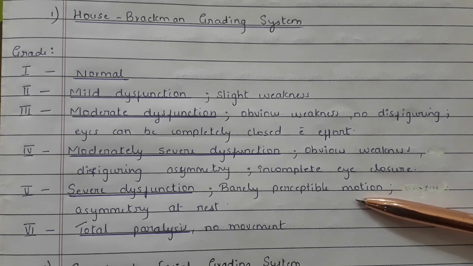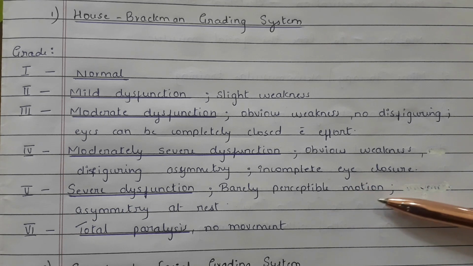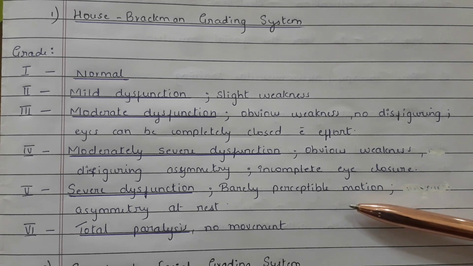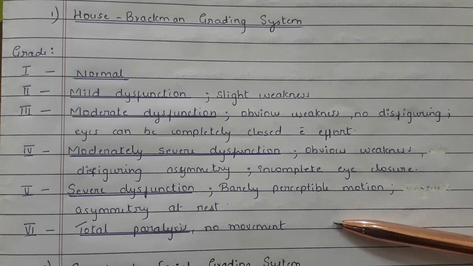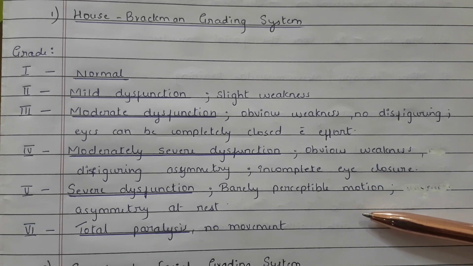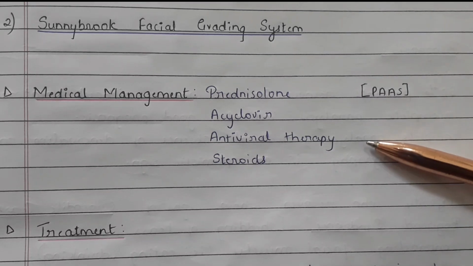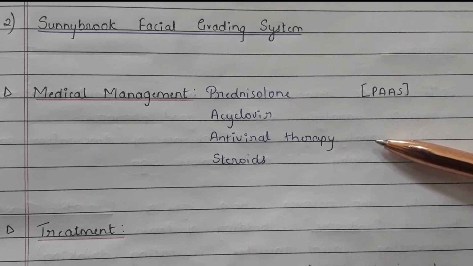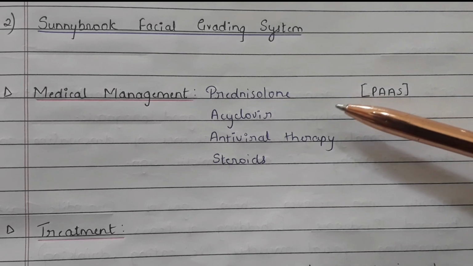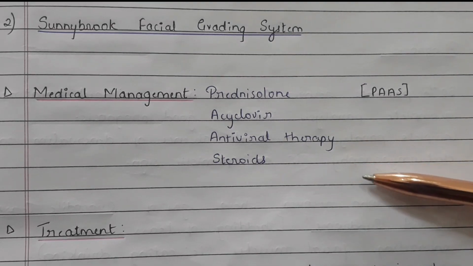Grade 5 is severe dysfunction, where barely perceptible motion is seen, asymmetry at rest. Grade 6 is total paralysis, where there is no movement at all. The other scale which can be used is the Sunnybrook facial grading system. Medical management for Bell's palsy includes prednisolone, acyclovir, antiviral therapy, and steroids.